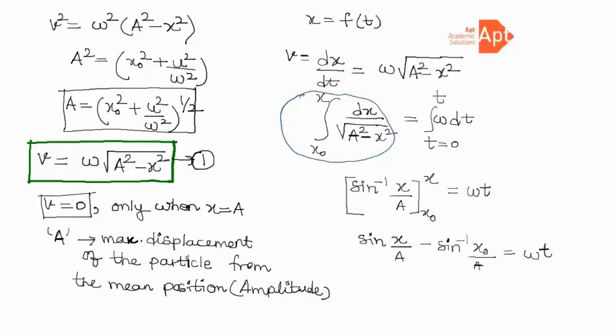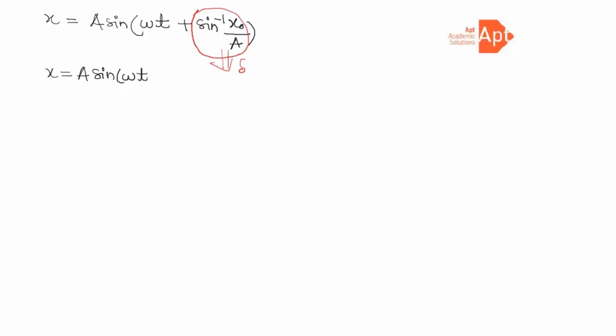Okay, so now we have sine inverse of x by a is equal to omega t plus sine inverse of x naught by a. So on again rearranging it, we get x is equal to a sine of omega t plus sine inverse of x naught by a. Now remember this term. This is a term which is dependent on the initial displacement of the particle and the amplitude, again it is a constant. So we write this term as delta. So the value of x will be a sine omega t plus delta.